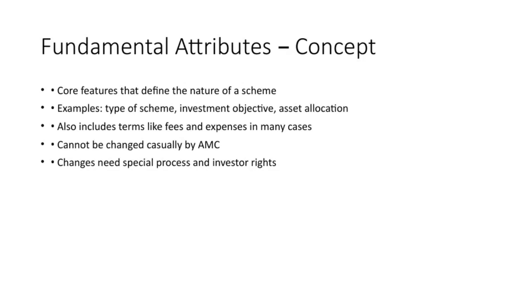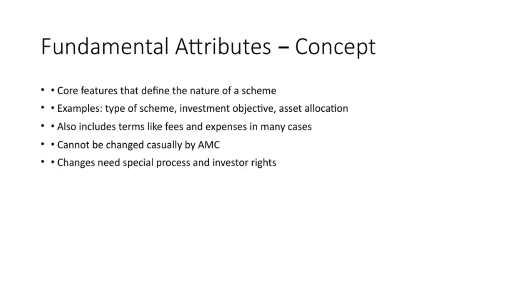Let's take a closer look at the core features that define the nature of a scheme. These are the fundamental aspects that shape what the scheme is all about. First, we consider the type of scheme itself, whether it's equity, debt, hybrid, or another category. This helps set the foundation for understanding its primary focus. Next, we look at the investment objective, which is essentially what the scheme aims to achieve: growth, income, stability, or a combination of these. Asset allocation is also a crucial factor.